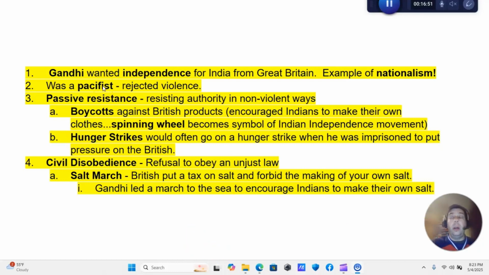If you end up writing about Gandhi for anything at all, you can structure your writing in this way. He was a pacifist, meaning he rejected war or violence. For example, he followed passive resistance, which is resisting authority in nonviolent ways, such as boycotts. Now, he says, hey, Indians, you should make your own cloth, don't buy British cloth.